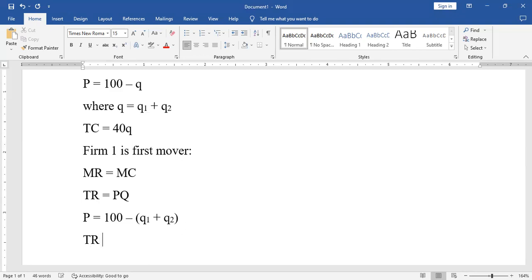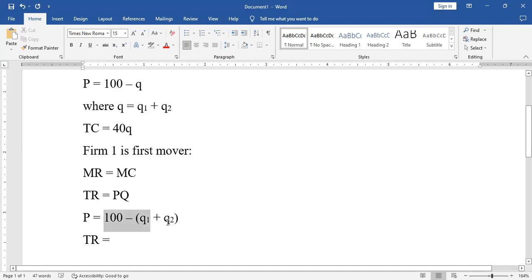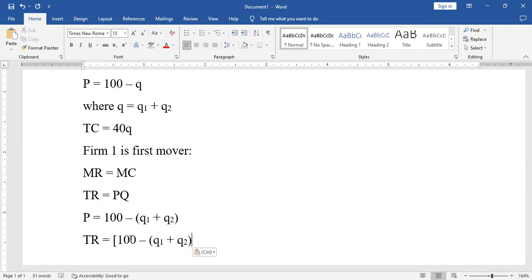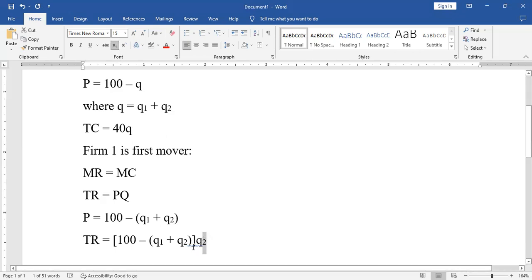So total revenue will be equal to the whole lot of that, multiplied by quantity 2, Q2. Let me reduce that so that it doesn't seem like Q squared. It's just Q2, quantity 2. All right, there we are.